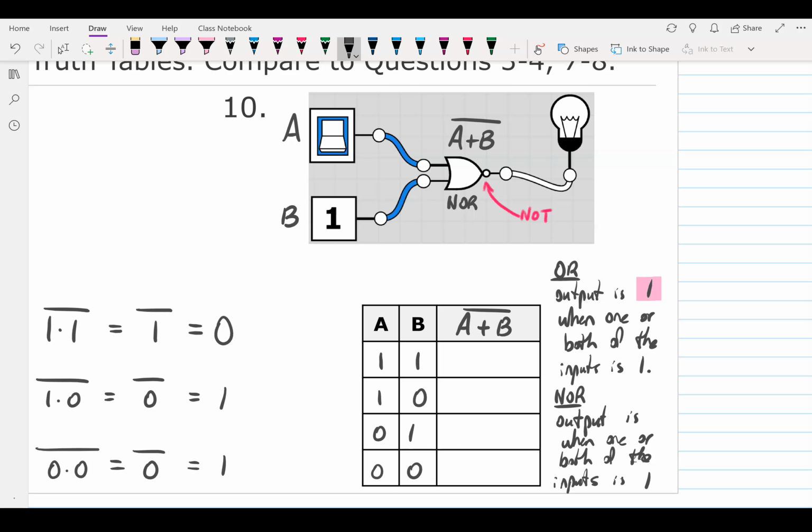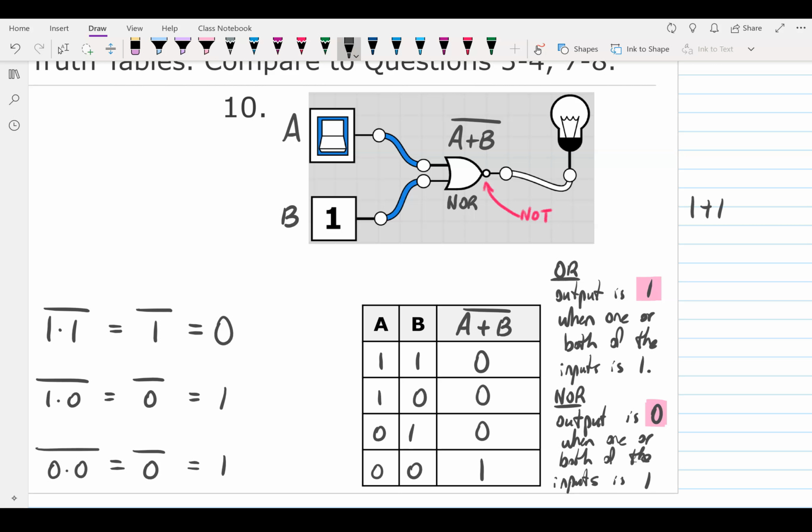So 1 or 1, 1 plus 1 is 1. Not that is 0. 1 plus 0, not 1 plus 0, so not 1 is 0. Not 0 plus 1, well, that's not 1, which is 0. And in this case, this is not 0 or 0, which turns into a 1. So in this case, if either of the inputs is 1, the output is 0. I recommend that you just remember how OR works and just flip the output. Because if you know how OR works and you flip the output, you'll be perfectly fine with this.